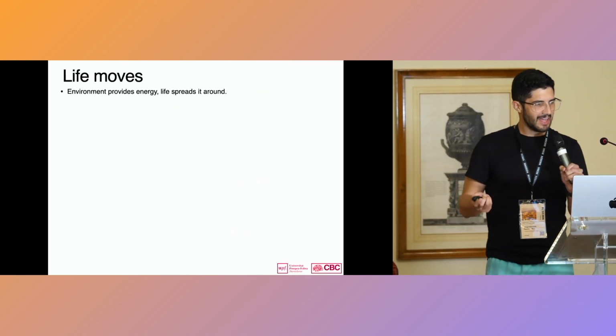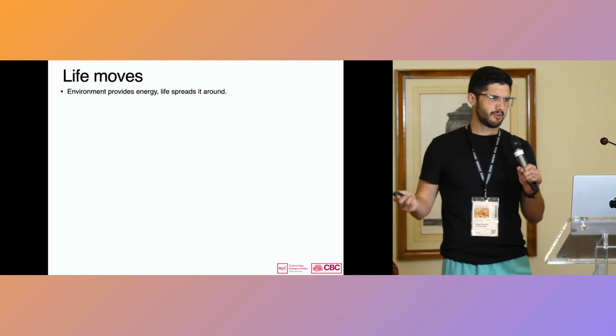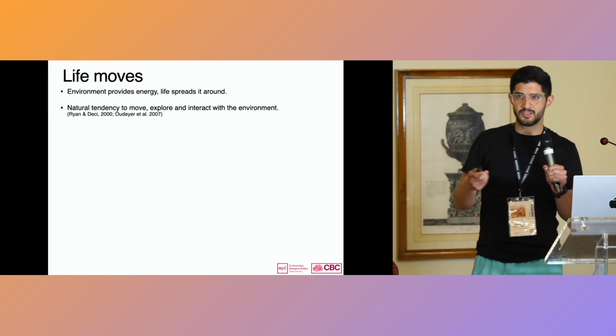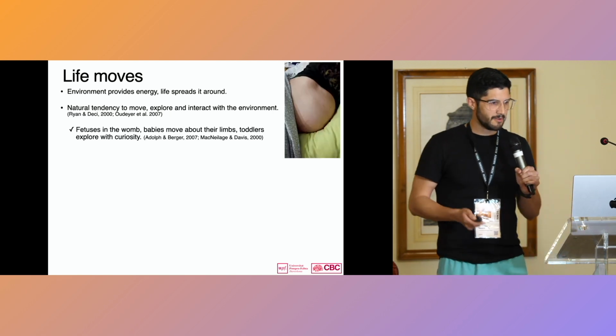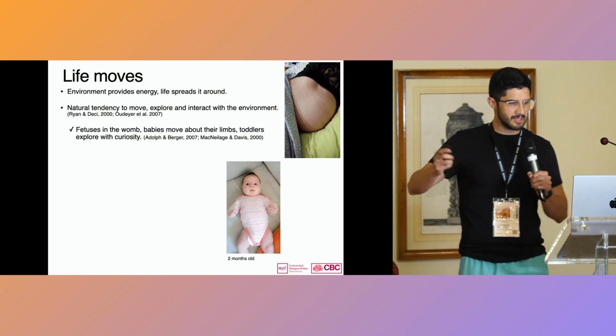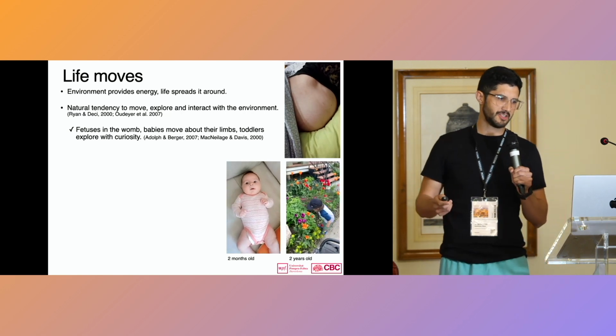So I start with a very simple observation, which is that life moves. By that, I simply mean that the environment around us provides energy, and we just spread it around. So we probably all noticed that in that sense, natural agents have a tendency to move, explore, and interact with the environment. For example, fetuses spontaneously move in the womb. Babies move around their limbs in a motor babbling. And toddlers explore with curiosity.